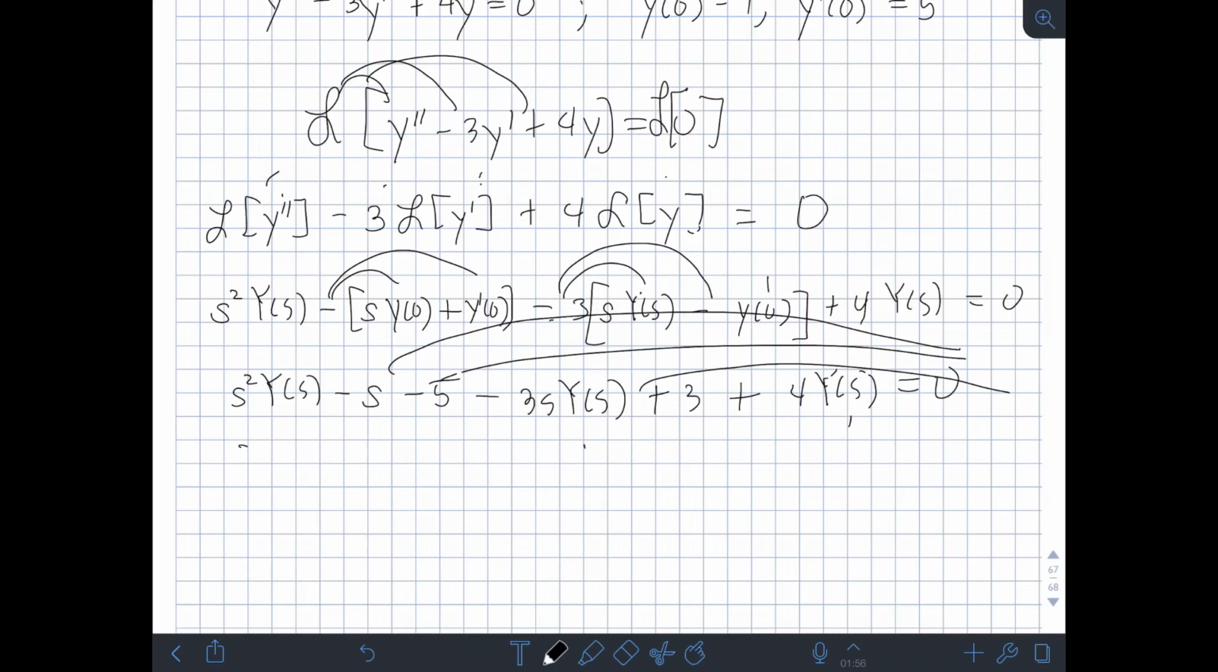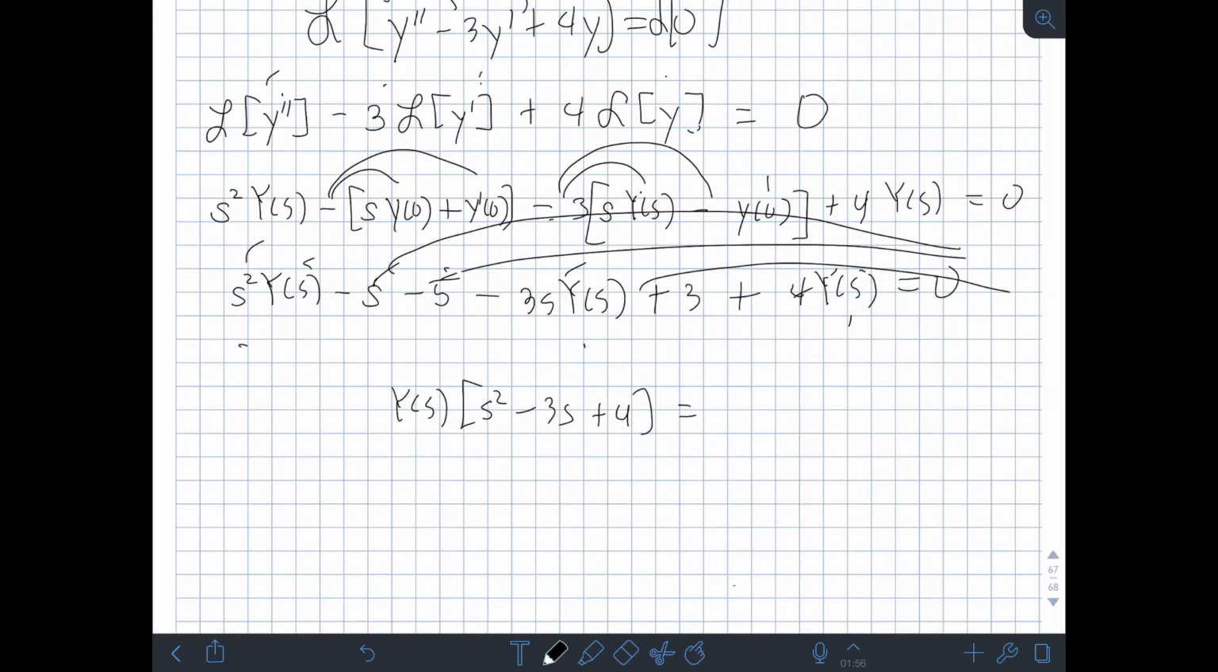Okay? So, we have s squared. So, factor out ko si y of s, times s squared minus 3s plus 4 equals, so, transpose natin si negative s, magiging positive s na siya. Si negative 5 magiging positive 5. Then si positive 3 magiging negative 3. So, parang we have, ilan na to? S plus 5 minus 3 or 2. Right? So, plus 2. Tapos, divide natin both sides by s squared minus 3s plus 4.